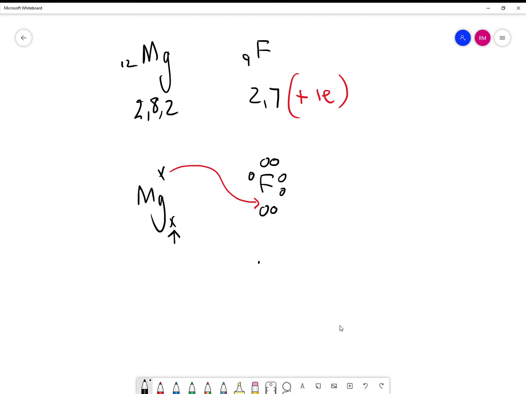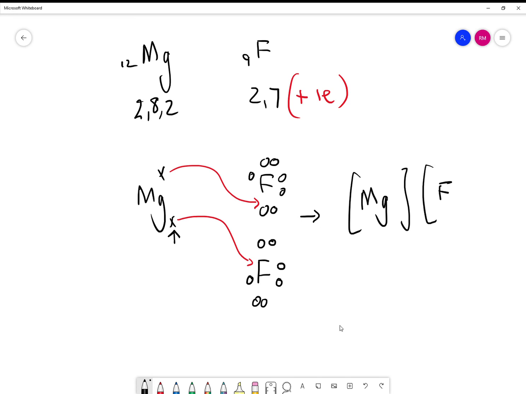So what can we do? Well, instead of like the last one where we had 2 metal ions, this time we can accommodate 2 non-metal ions. Okay, and that will allow the magnesium to get rid of both of its electrons, and for the fluorines to get a full outer shell. So we'll draw our usual dot cross diagram. Should be getting pretty good at these.